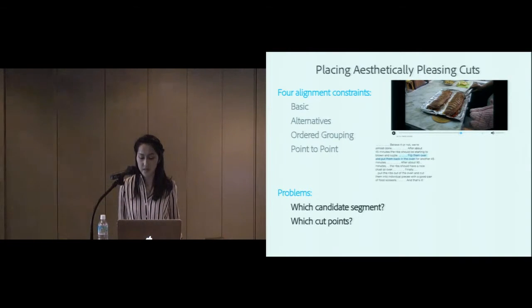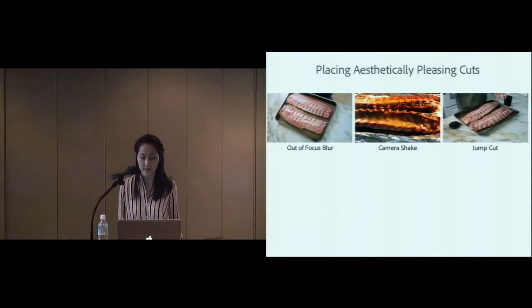The system now has to make some choices. Given the alternatives constraint, the system has to choose which of these candidate segments to use, and given the basic, alternatives and ordered grouping constraints, the system has to choose where to place the cut points. The system wants to make these decisions to avoid visually unappealing artifacts.